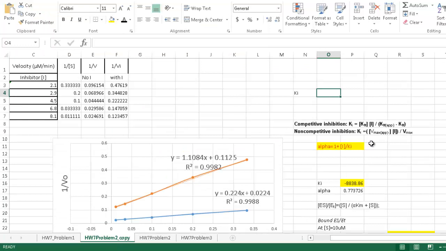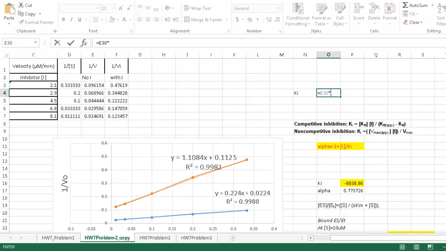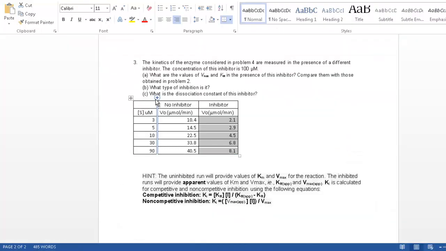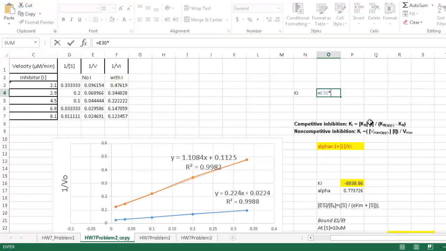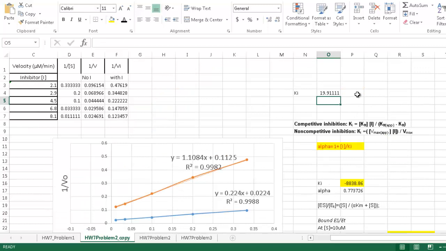Part C of this problem, in problem number 3, asks us for the dissociation constant or the equilibrium constant. The apparent Vmax is right here. The concentration of the inhibitor that was given to us in problem 3, part C, is 100 micromolar, which is the same as 0.1 millimolar. But since everything here is in micromolar, I can just leave it as micromolar. So we have our apparent Vmax times 100 micromolar divided by our Vmax here, and we get a value of 19.91. So that is our equilibrium constant.